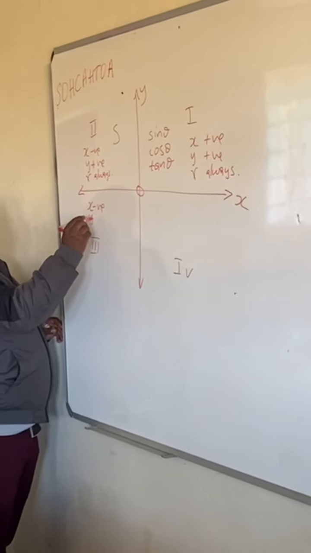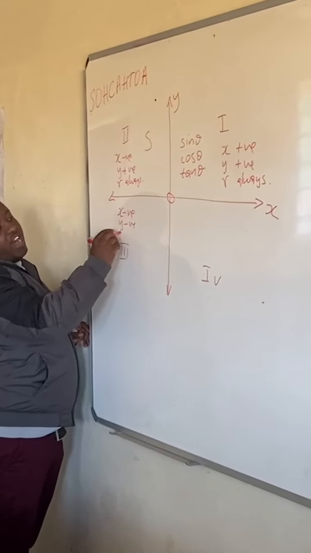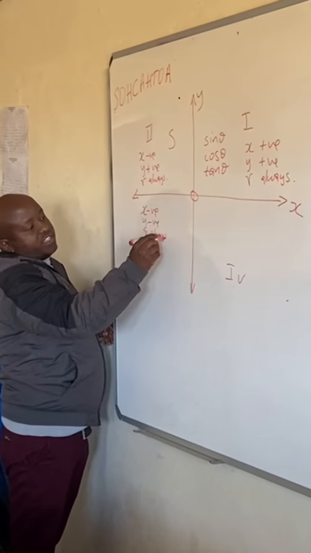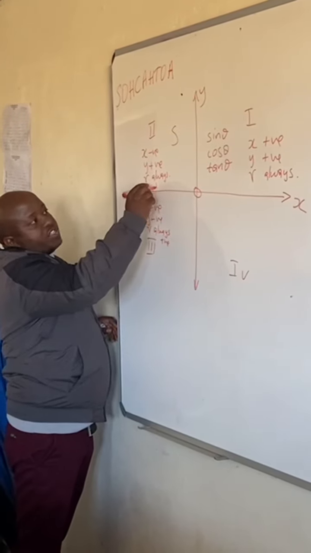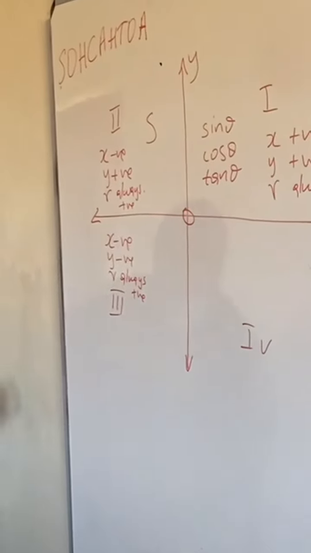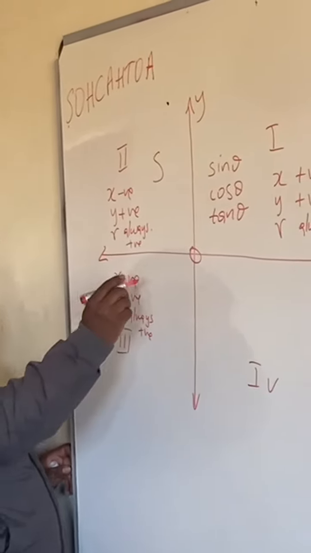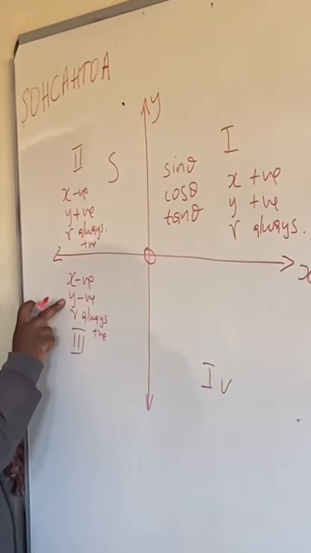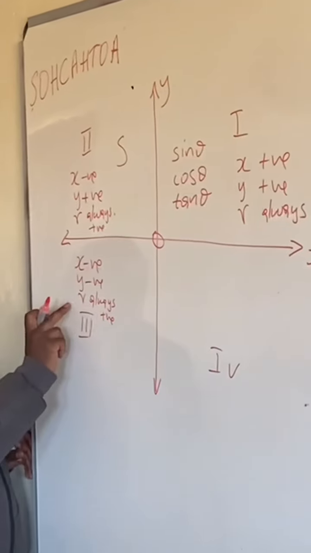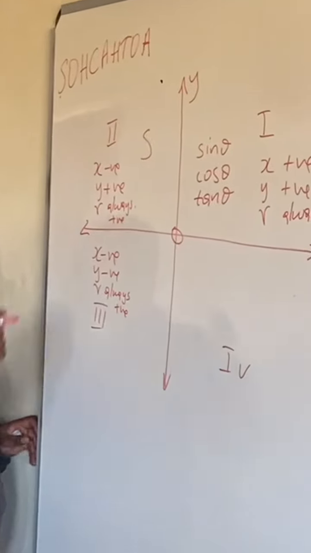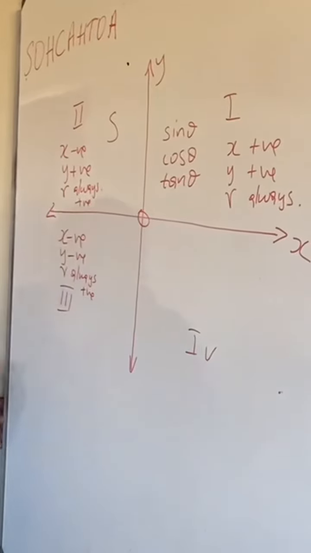Y? Negative. Y is also negative. R? Always positive. R. Then, looking at the three trig ratios, the sign of an angle is opposite to Y. Y is negative over positive. Y over R, opposite over hypotenuse, which is, sine is negative.